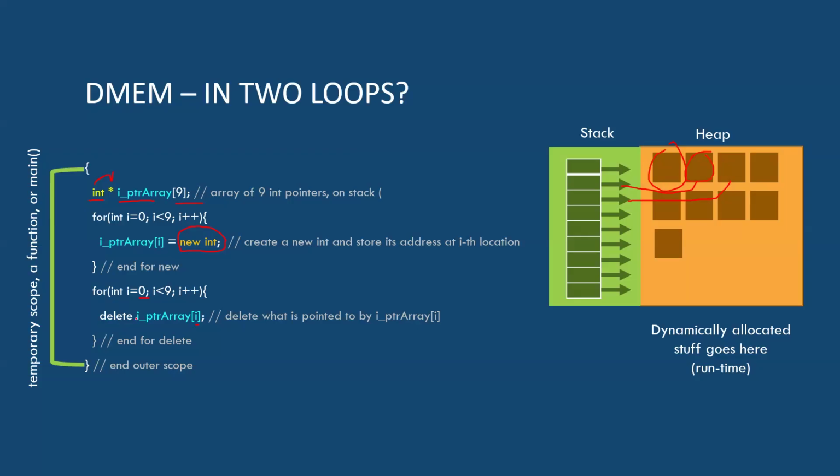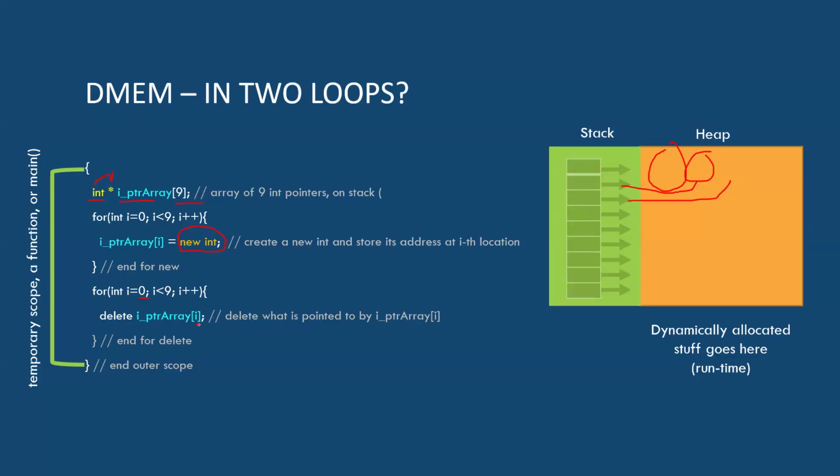So I'm saying delete iPtrArray sub bracket i, okay? Go to the ith pointer, find what it points to on the heap and delete that thing, okay? So now we're cleaning up that memory, okay? And in this case, again, because of the outer scope, our i pointer is going to automatically go away. Okay.